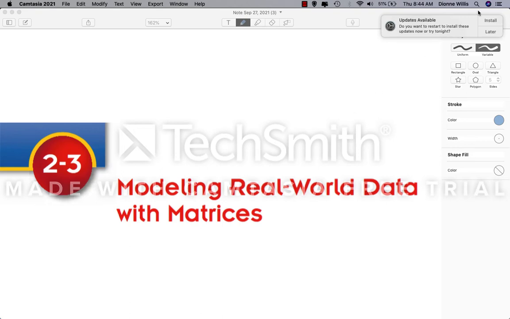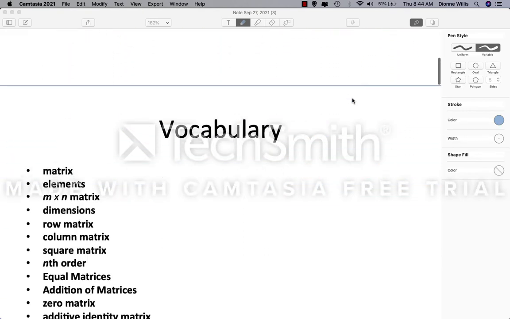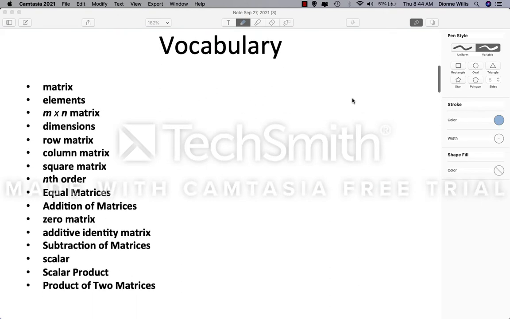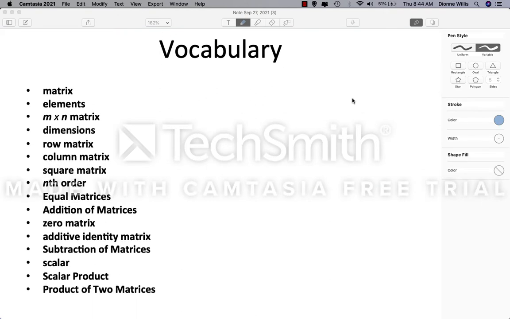Hi, pre-calculus friends. Here we are in chapter 2, and what we're going to do is talk about modeling real-world data with matrices in section 2.3. Our vocabulary is a bit extensive, to be quite honest, so I'd like you to hold on and prepare for a longer video.